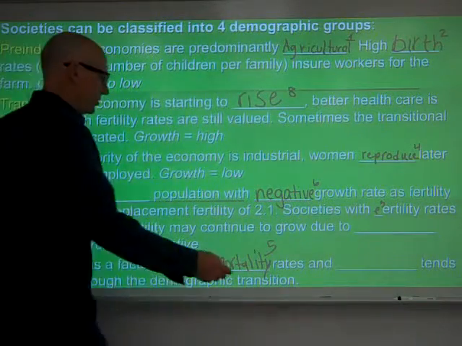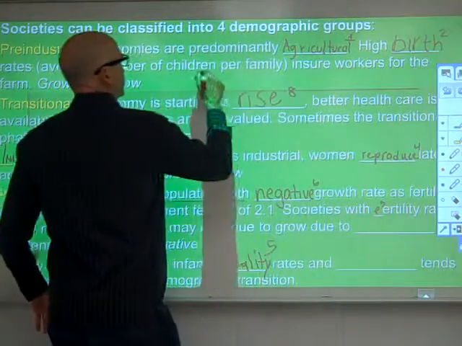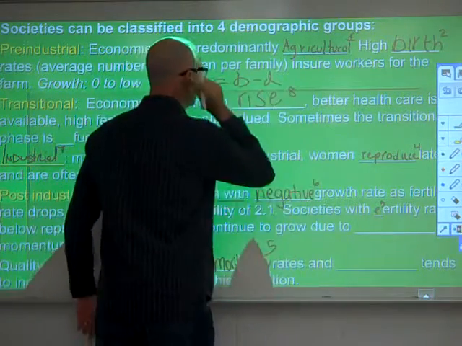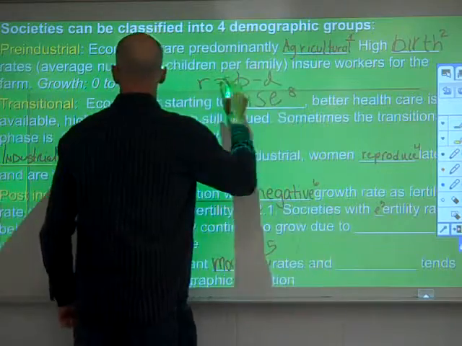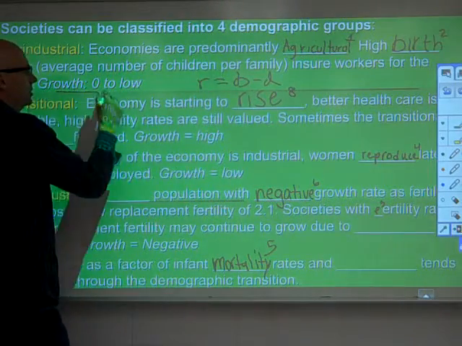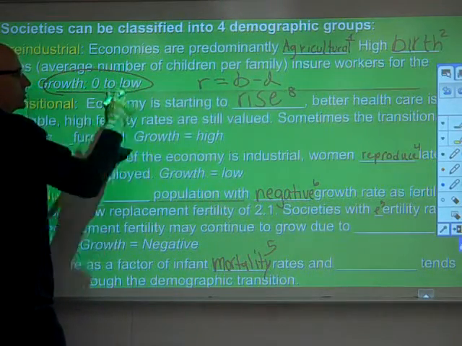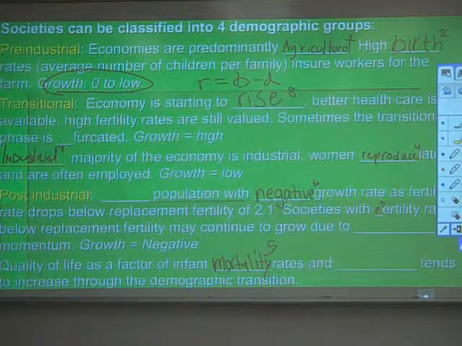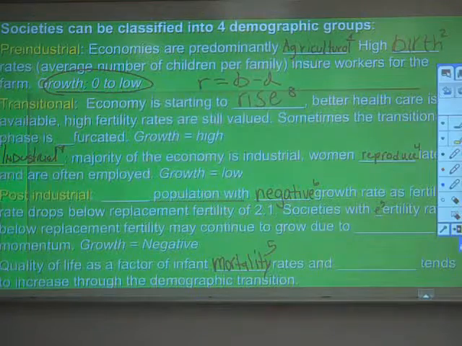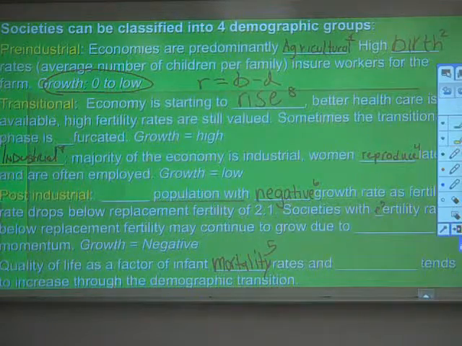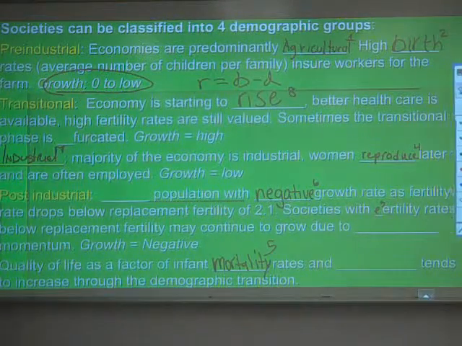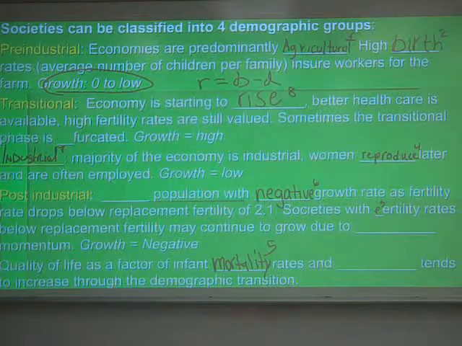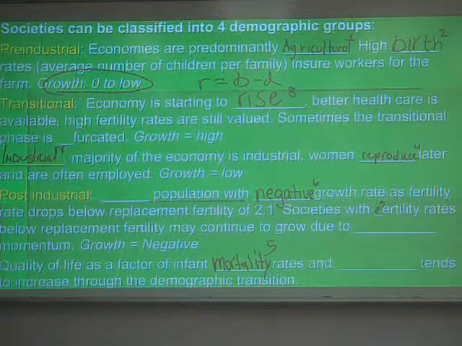Remember, growth, or the rate, equals birth minus death. So if both of these are high, then your overall growth rate is either going to be 0 if they're the same, or it's going to be relatively low. Usually you don't see a decline unless they have an outbreak of a disease or something like that, where the death rate beats out the birth rate and the population starts to shrink. But usually you'll see a constant, steady growth rate in these particular ones.